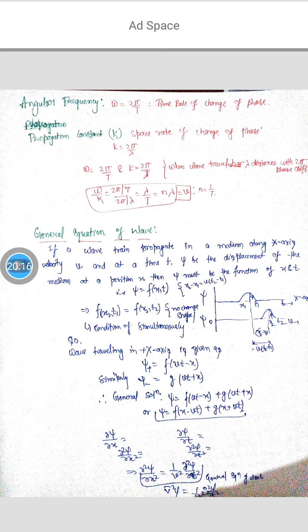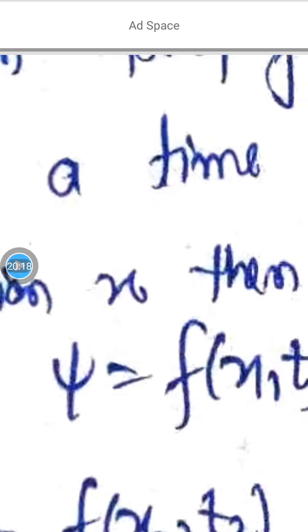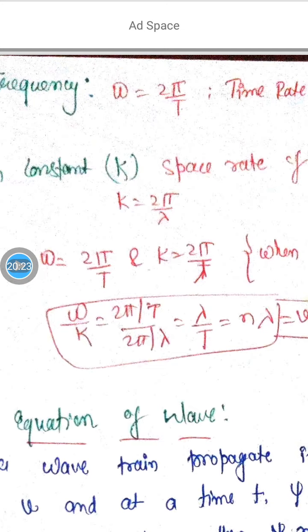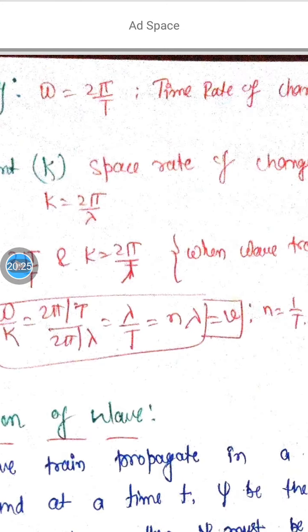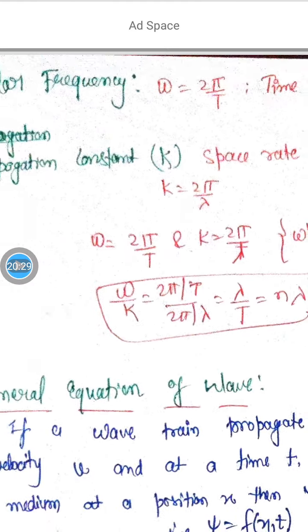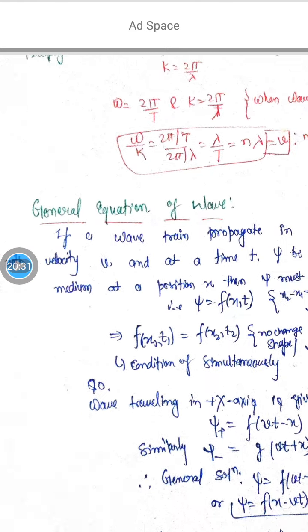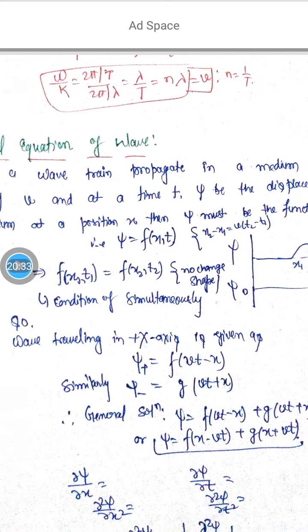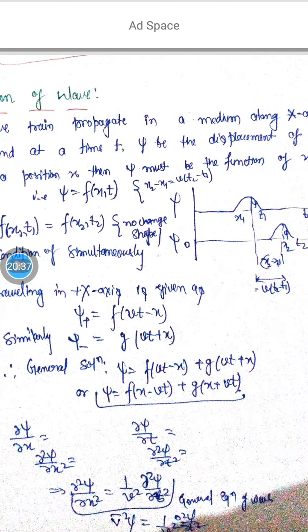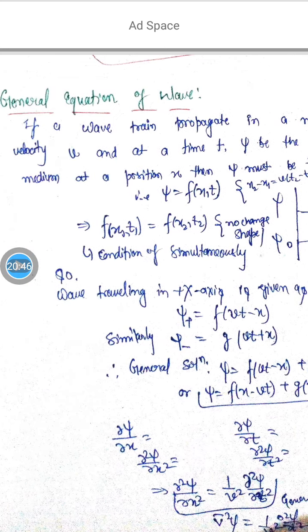So omega over k is equal to lambda by T, which is equal to v, and you can simply understand it. Okay, so you can generally write the equation of a wave. Let's see, a wave is going in a positive direction. Any function which depends on x and t we can simply write as psi is equal to f of x, t.